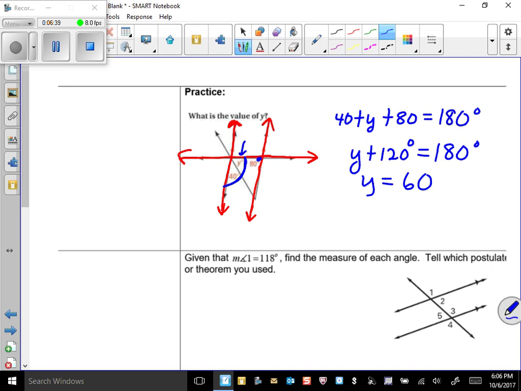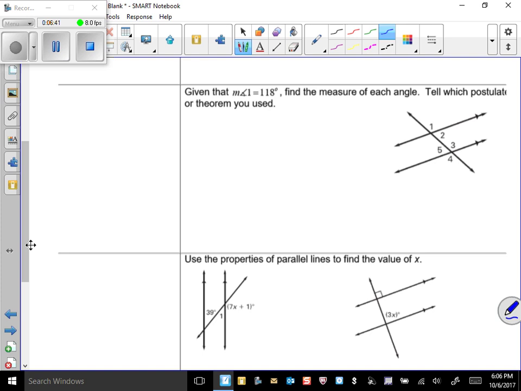Okay, so let's see what we got next. We got two more problems. So I think this would be a splendid time for you to pause and do these two. No, actually three. Looks like there are three problems there. You do these three, come back and check.